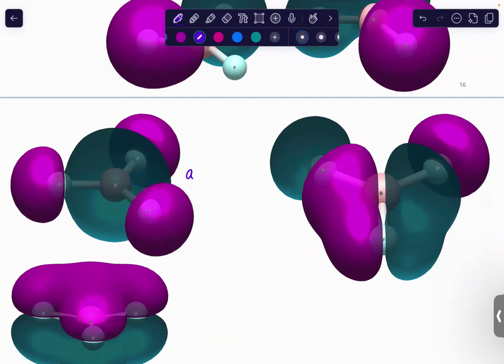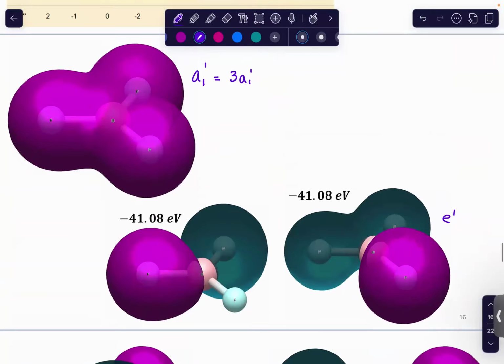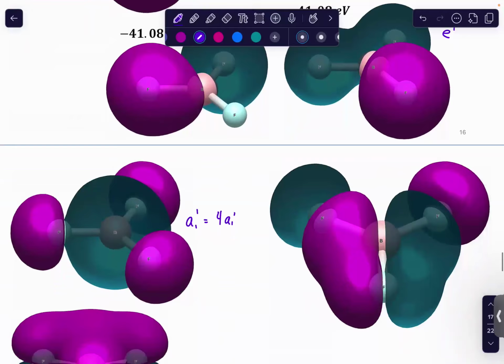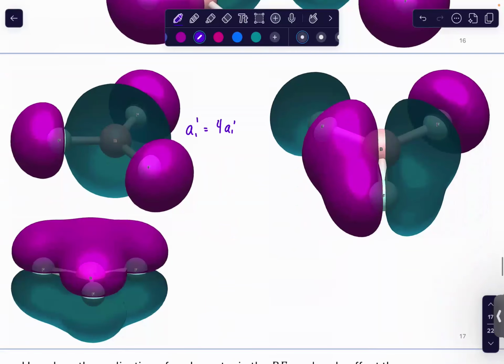A2 prime. Well, so then this would be your 4 A1 prime. So you kind of see how that works? Yeah. Because that's higher in energy than the 3 A1 prime.